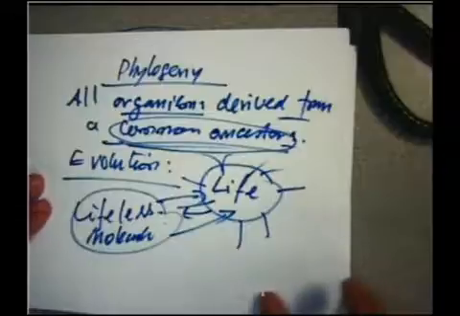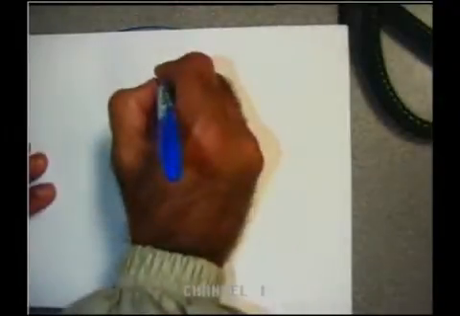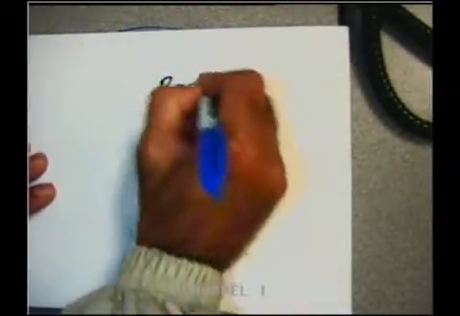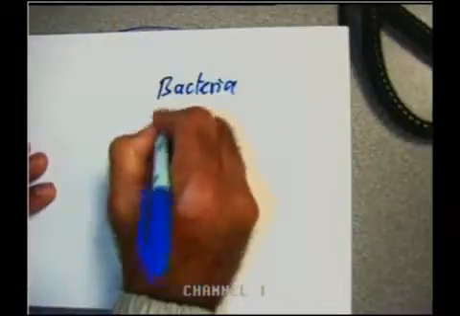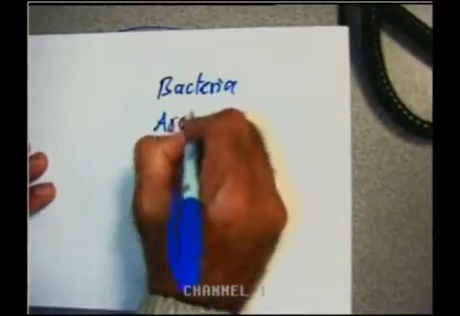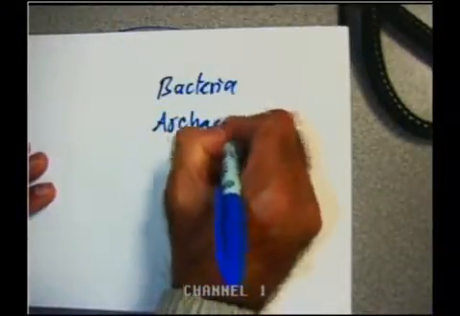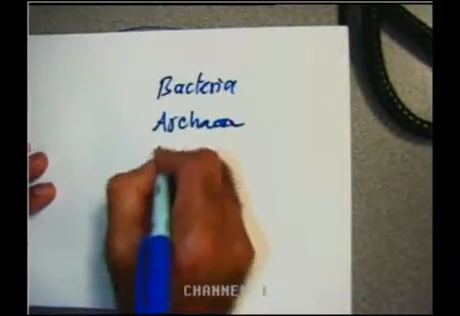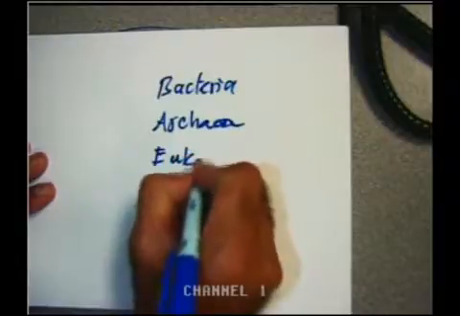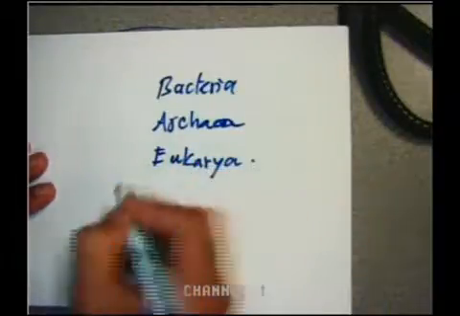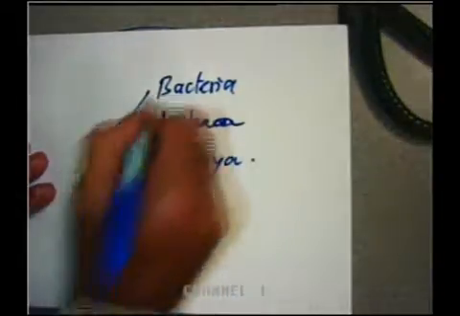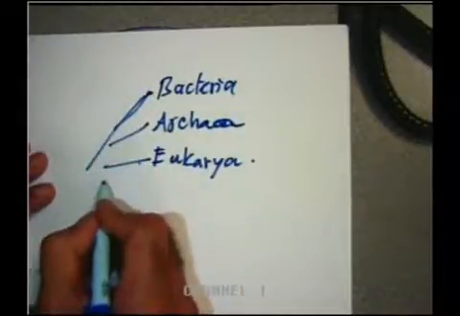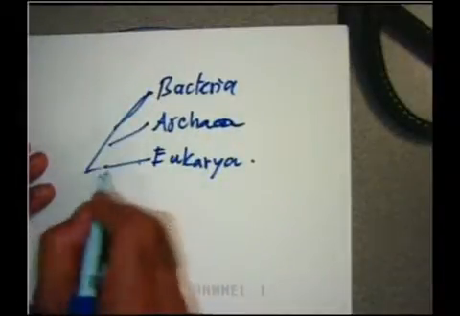Okay. How many groups in phylogeny? Just for the fun of the classification, you can have three groups: bacteria, another one, archaea, and then eukarya. Okay, there are three parts.